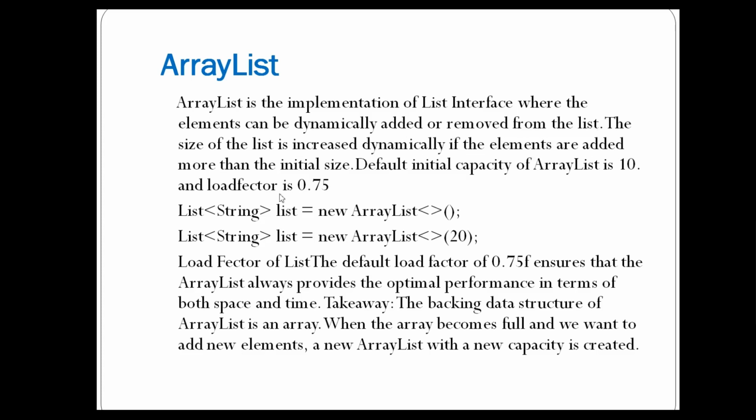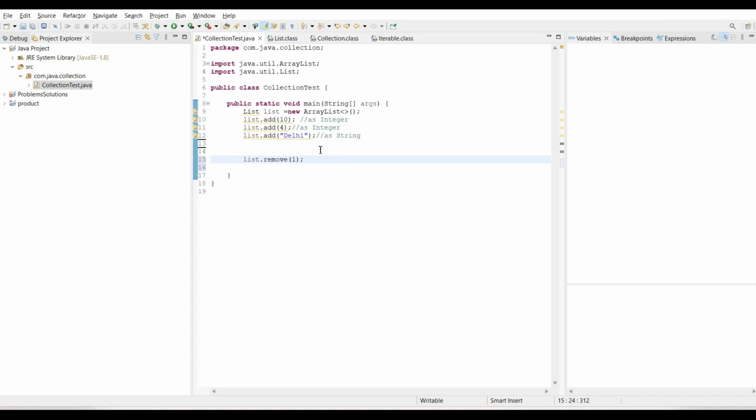If the element, the size of the list is increased dynamically if elements are added more than the initial size. The default initial capacity of ArrayList is 10 and the load factor is 0.75. So this is the thing we need to understand for interview preparation, if you're doing that.